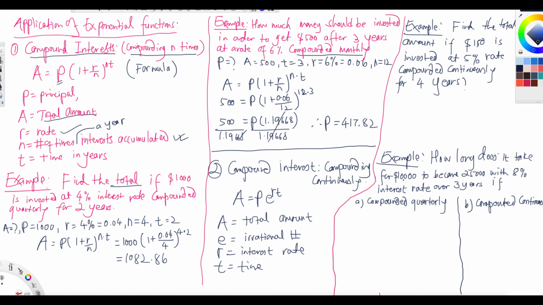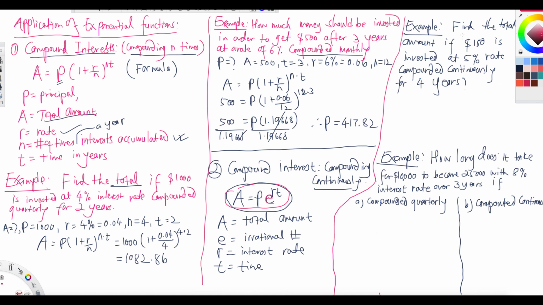If you compound daily or monthly or quarterly or half yearly, like that. But if the interest is compounded continuously, this will be the formula. When n tends to infinity, this part will become e to the rt. So the formula is A equals P times e to the rt, where A is the total amount, e is the irrational number e that you can see in your calculator, r is the interest rate and t is the time.